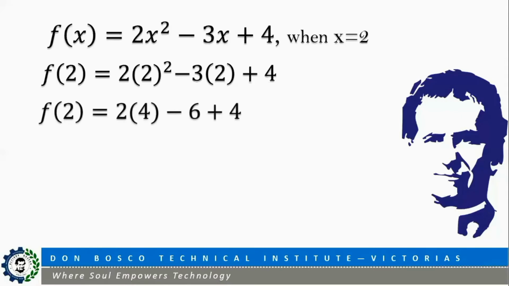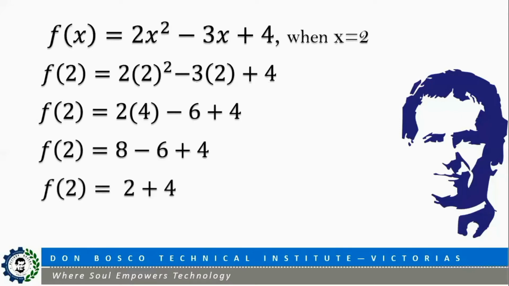Simplifying, we have f of 2 is equal to 2 times 4 minus 6 plus 4. Simplifying further, we have f of 2 is equal to 8 minus 6 plus 4. We have f of 2 is equal to 2 plus 4. And finally, our answer is f of 2 is equal to 6. This means that the value of the function when x is equal to 2 is 6.